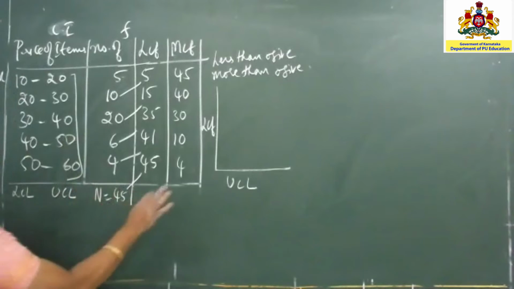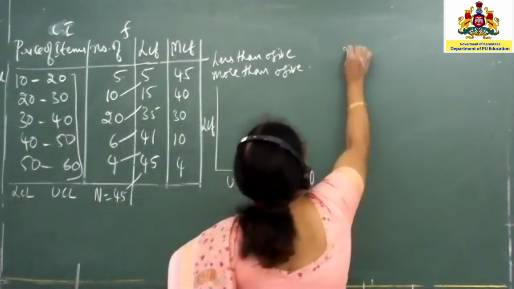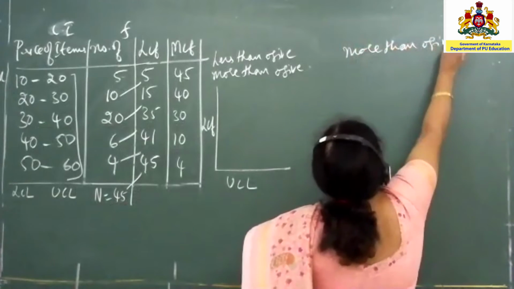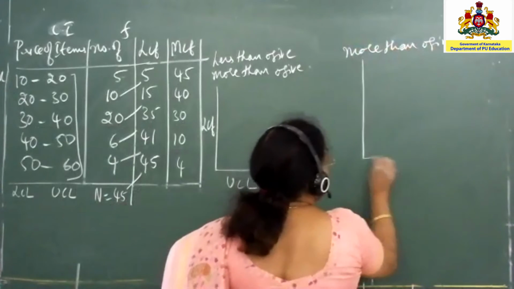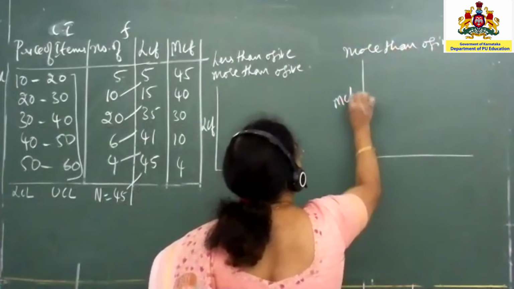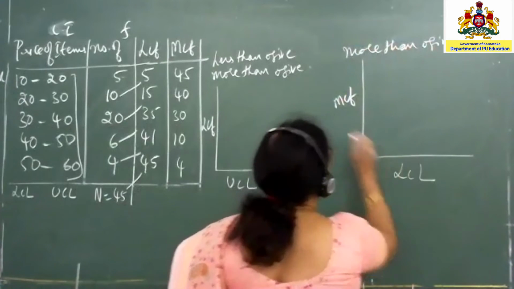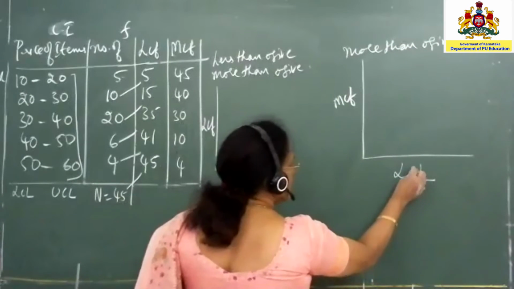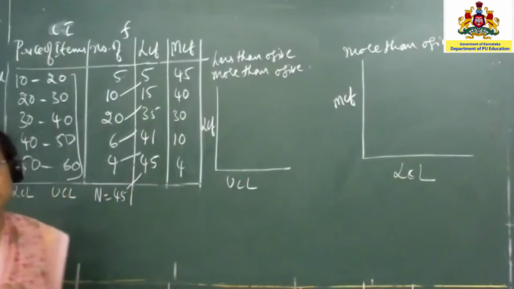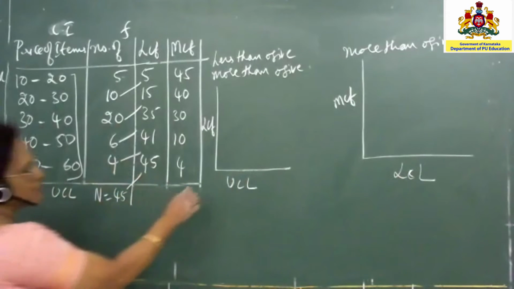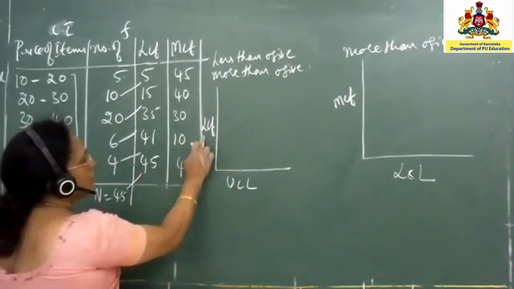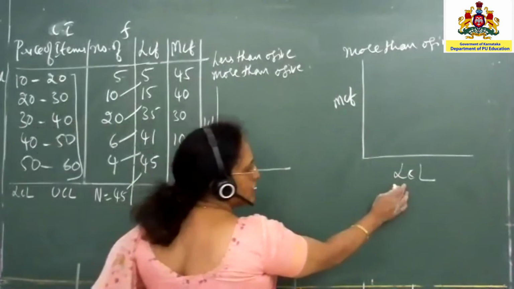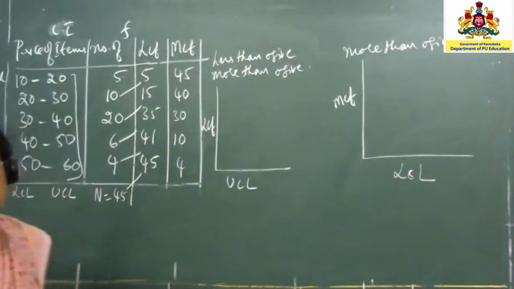Now on the other hand, suppose you want to draw the more than Ogive. Now you will be using the same time. Now here you will be using MCF along with LCL. M is maximum, so opposite. So this is lower class limit. So is it clear? Now just you have to remember. So this is an easy way to remember. L is less, so U is upper, maximum value. Here M is maximum, so here L is lower. This way you have to use.